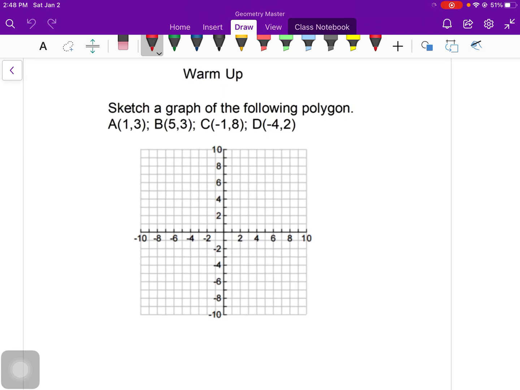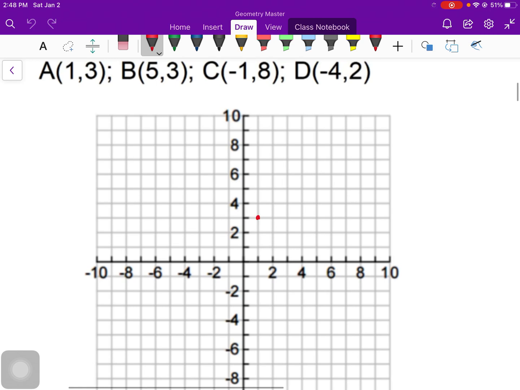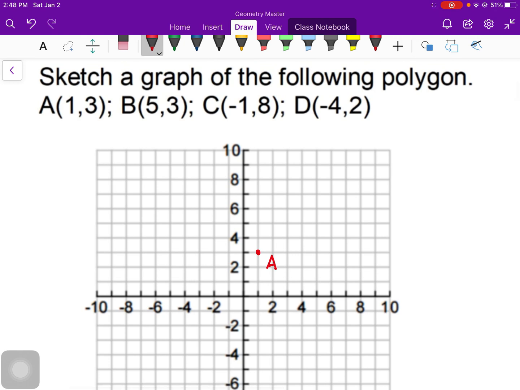So 1, 3, I'm going to zoom in a little bit more. 1, 3 is right there. That is my point A. B is at 5, 3, which is going to be right there. C is at -1, 8. And D is at -4, 2.